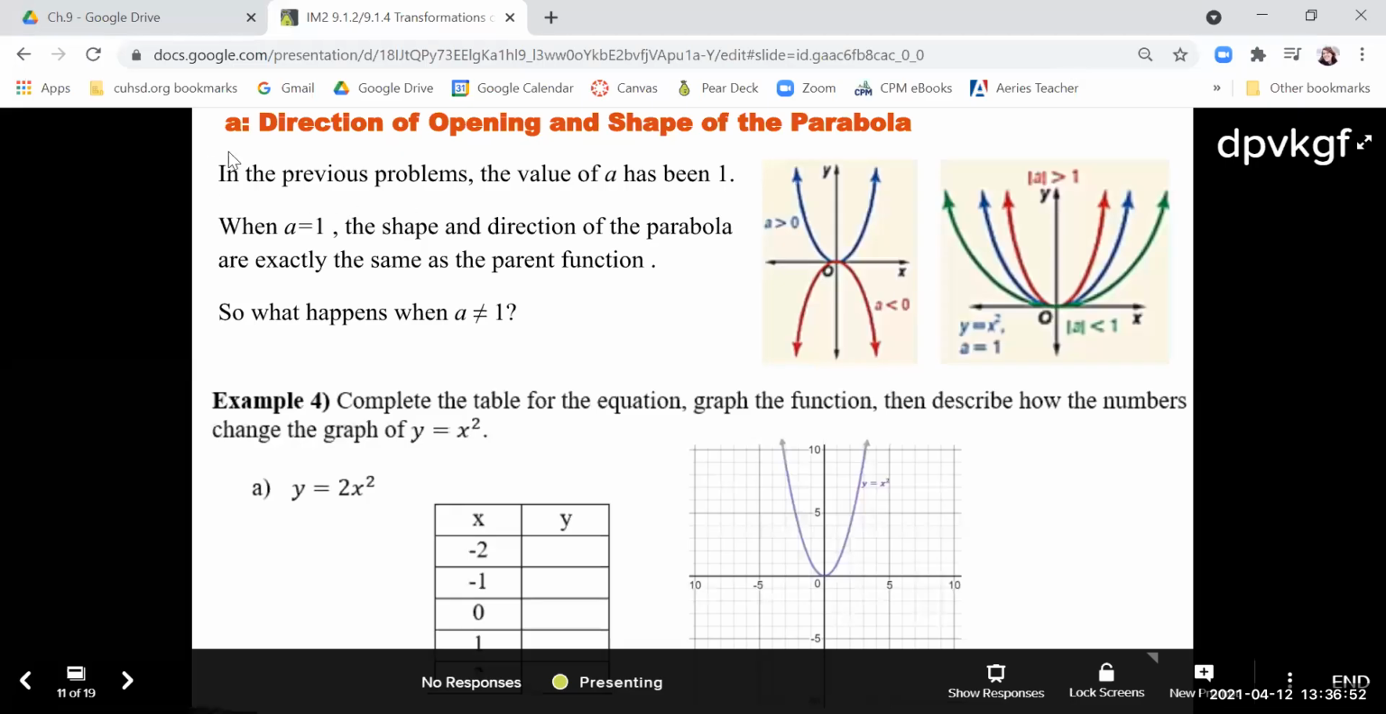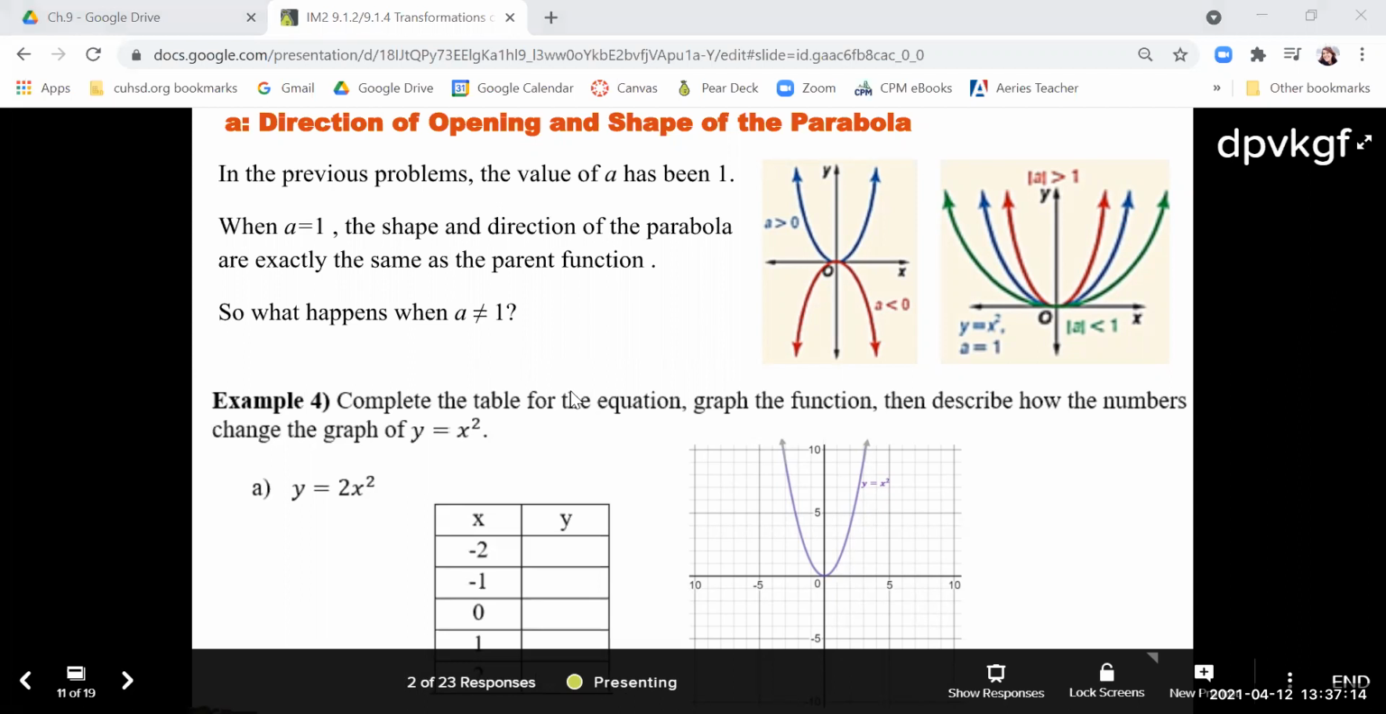Okay, so here we have A, the direction of opening and shape of a parabola. So in the previous problems, our A has been 1, because when you don't see a number in front of a variable, there is a hidden 1. When A equals 1, the shape and direction of the parabola are exactly the same as the parent function. But what happens when A is not 1?